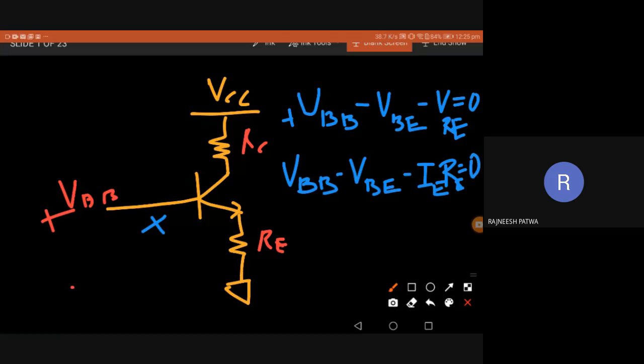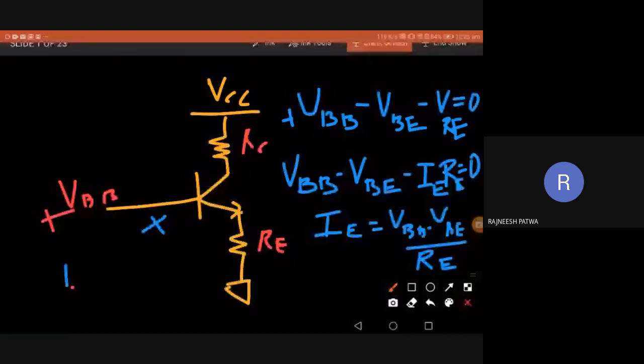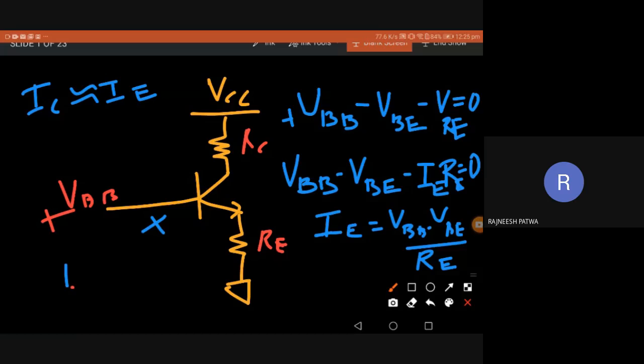Okay, so now I can calculate IE. IE is very simple here: IE equals VBB minus VBE divided by RE. Once we have IE, we know IC is approximately equal to IE for all practical purposes, maybe tolerating an error of 1%. So we are directly getting IC without using any beta.